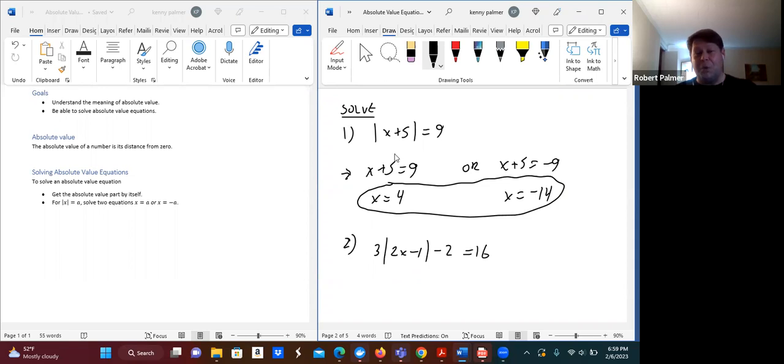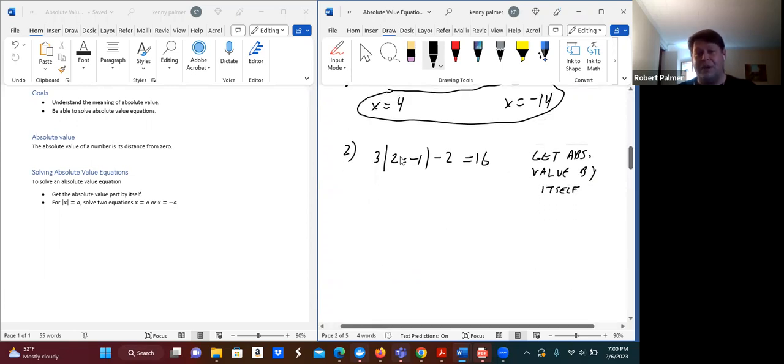So first, we want to get the absolute value part by itself. I'm going to essentially solve for that, so I would do that first. To get this part by itself, first add 2 to both sides. That will give us 3 times the absolute value of 2x minus 1 is equal to 18 after adding 2.